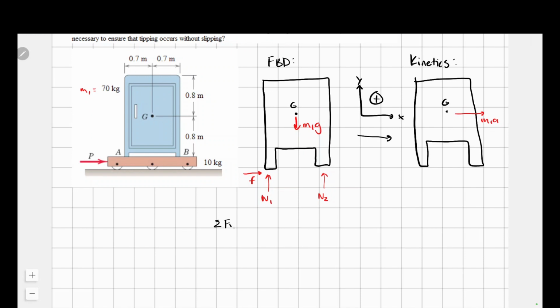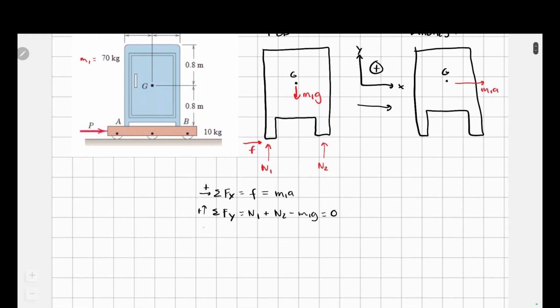Let's start with summation of forces in the x direction. So on our free body diagram, we have F. That's it. And on our kinetics diagram, we have M1A. Let's do our summation of forces in the y direction. So on the free body diagram, we have N1, we have N2, and then we have M1G, which is going down in the negative direction. And on the right, the kinetics diagram, we have 0.